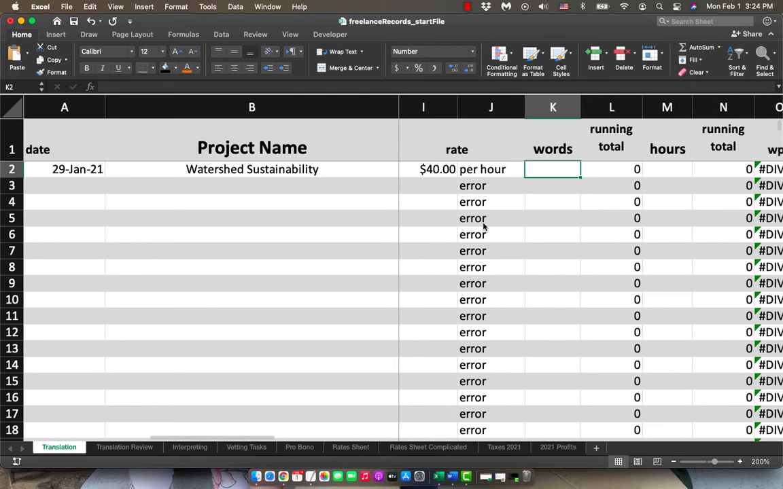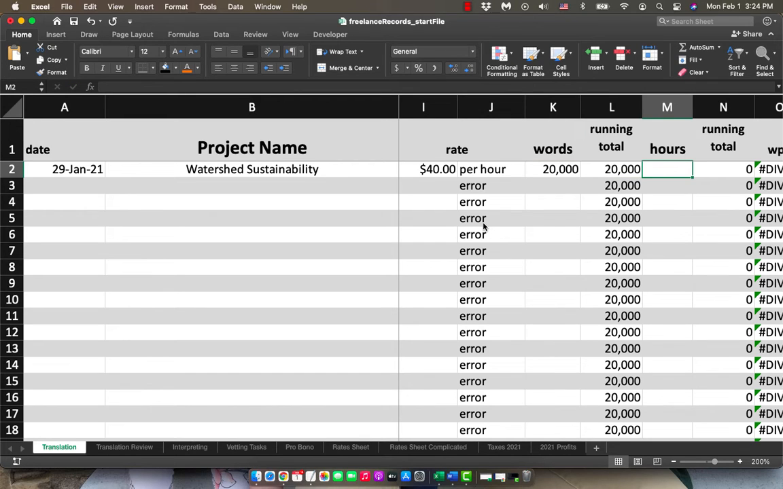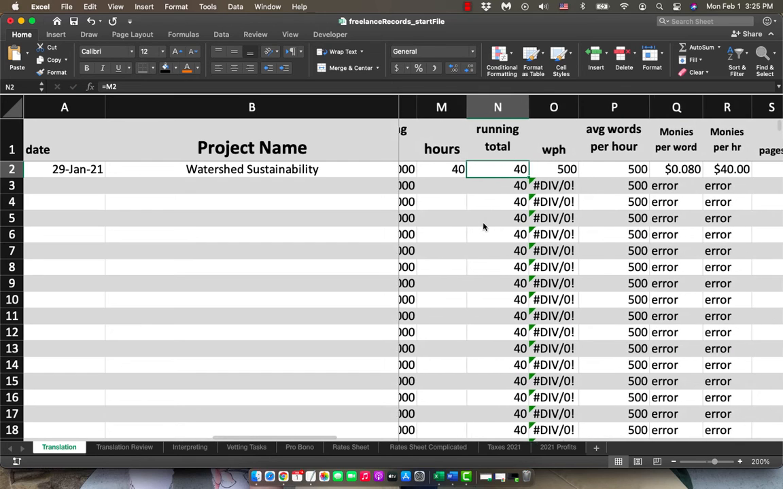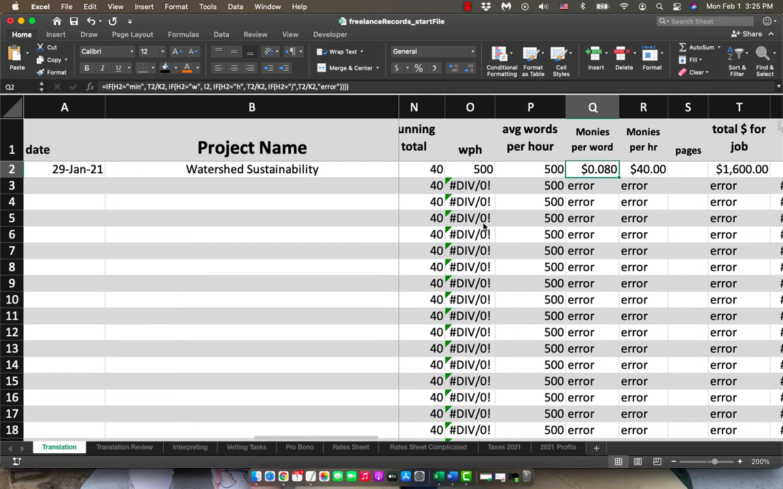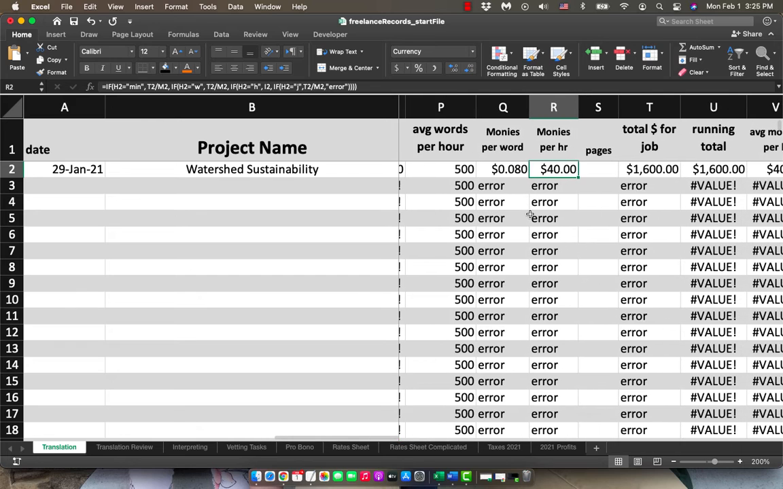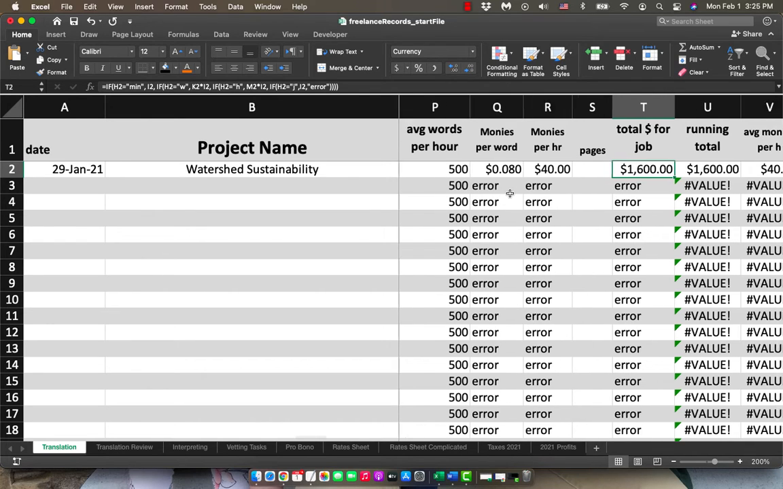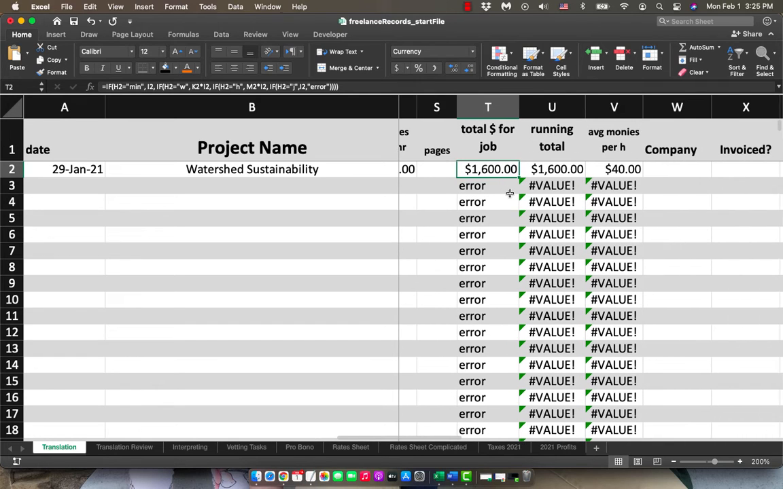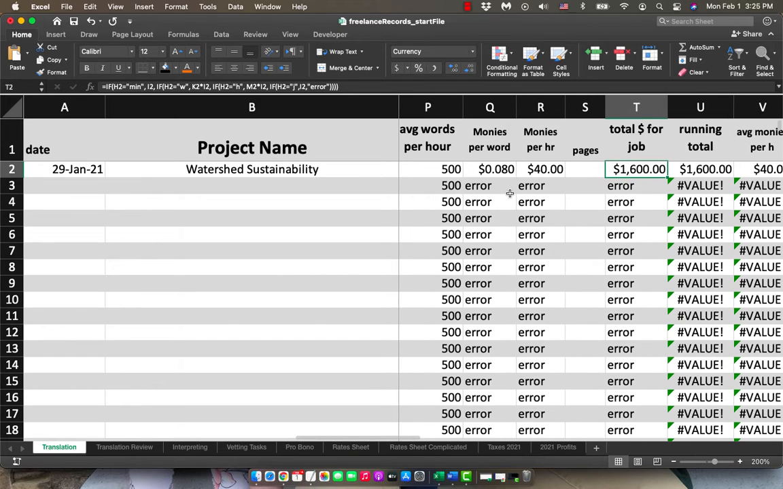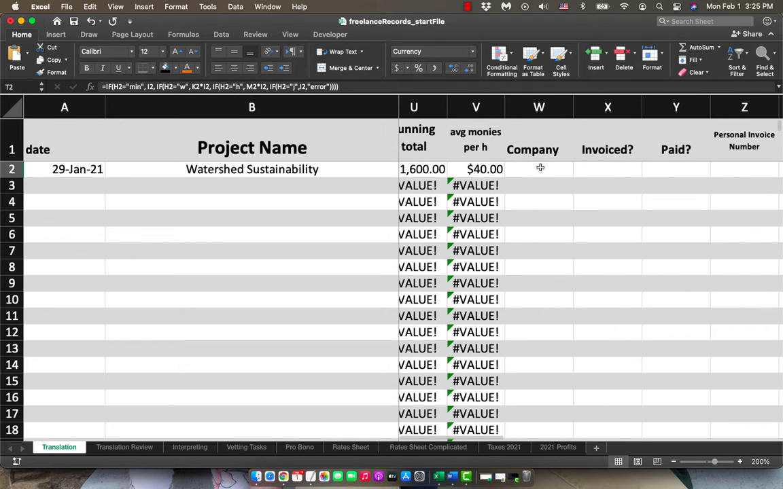And then, we'll put in how many words it was, how long it took us. And because we've got our rate in there and how much time it took us, how many words it was, we get to know how much we should be paid for this job, how much we were making per word, per hour. That works out to an okay rate per hour, per word.